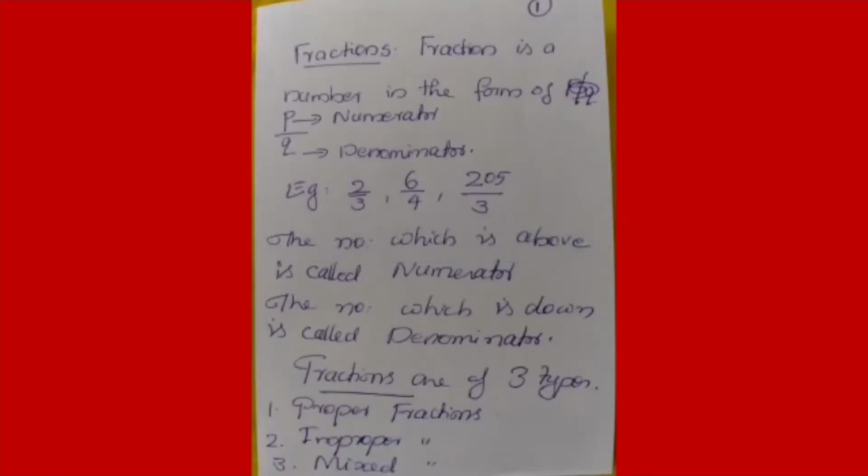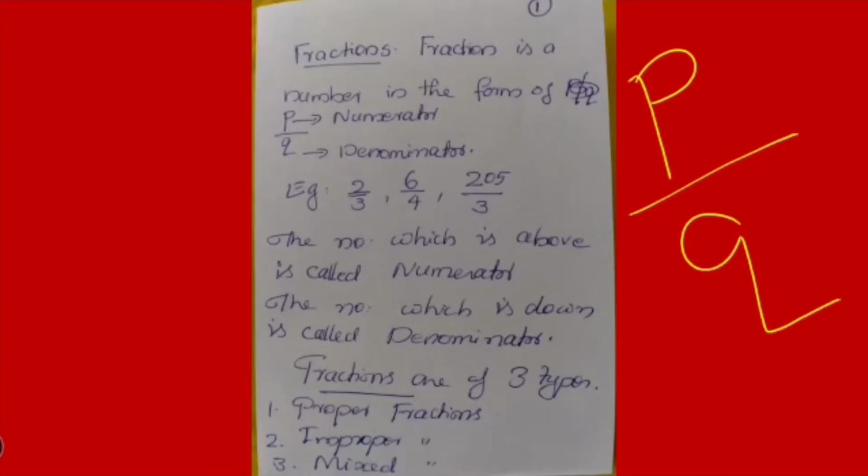So, what is a fraction? A fraction is a number in the form of P by Q. A fraction is a number in the form of P divided by Q. P is the number in the numerator and Q is the number in the denominator. See here, example 2 by 3. 2 by 3 is a fraction. Here 2 is the numerator, 3 is the denominator.